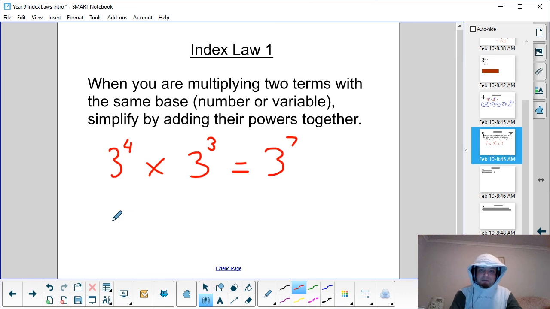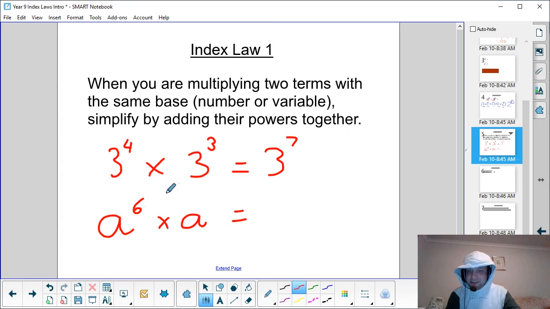And the same thing's going to happen when we start working with our variables. So if I have the letter A to the power of 6, that is a shortcut for going A times A times A times A times A times A. And let's just times it by this. All right, times A. And I have not put a power on that one. That means there's just one of them. So the shortcut is that I just add the powers together.